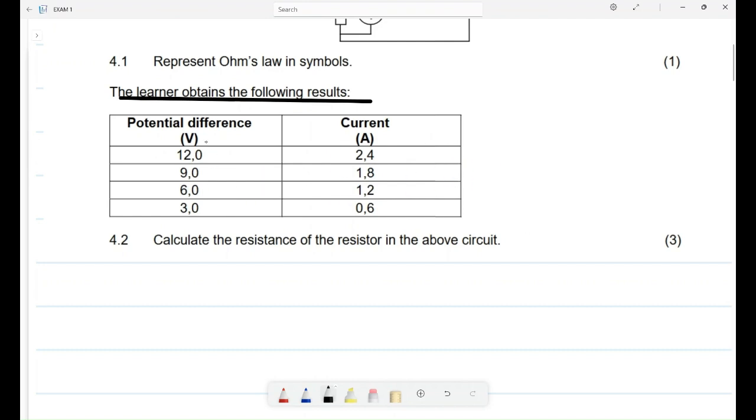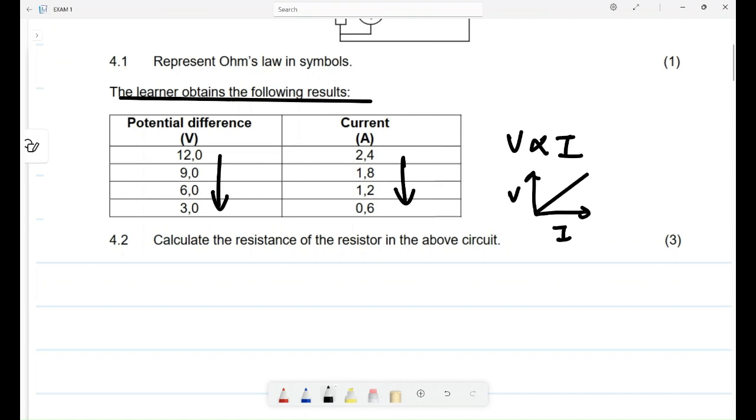Let's see the relationship. What happens to the voltage? It decreases. And what happens to the current? It decreases. And remember, what does Ohm's law say? It says the potential difference is directly proportional to the current. So if this goes down and this one also goes down, it means we have an ohmic conductor, because it obeys Ohm's law's rules. So we have more or less something like this.